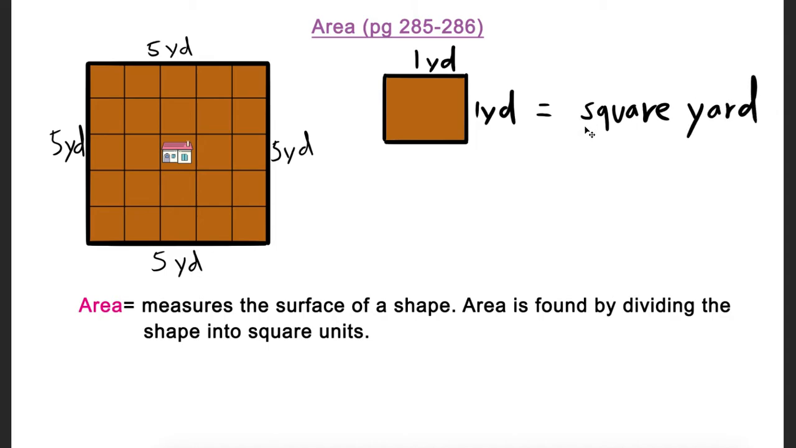Okay, so remember, the definition of a square is a rectangle, meaning it has 4 sides and 4 right angles, a rectangle with 4 equal sides. That means each side has to be the same length. So if one side is 1 yard, the other three sides also have to be 1 yard, right? So this is 1 square yard, just one of these squares. This square here is 1 yard by 1 yard.